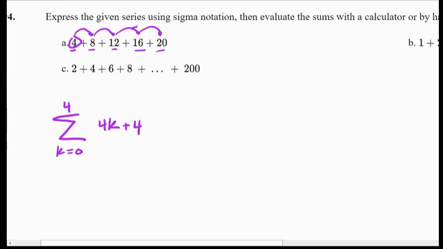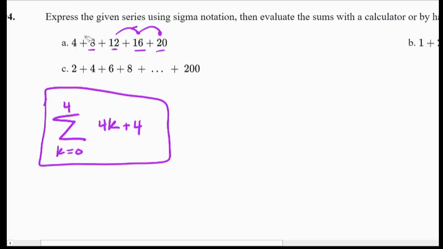So 0 to 4, and then I can double check this by plugging in these values and seeing if I get the same thing. If I plug in 0, 0 times 4 is 0, plus 4 is 4. If I plug in 1, 1 times 4 is 4, plus 4 is 8. If I plug in 2, 8 plus 4 is 12. And you see that I come back to the same expanded form. So this is one sigma notation that would work for the first one.